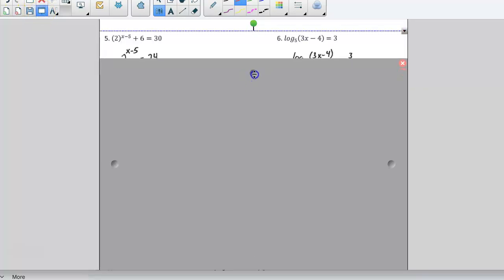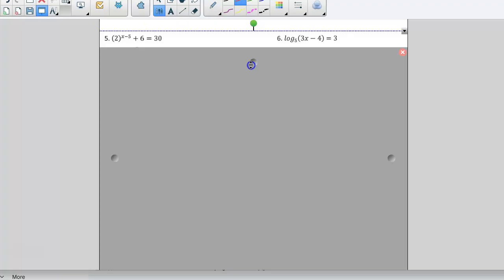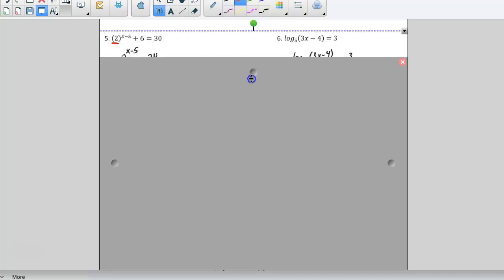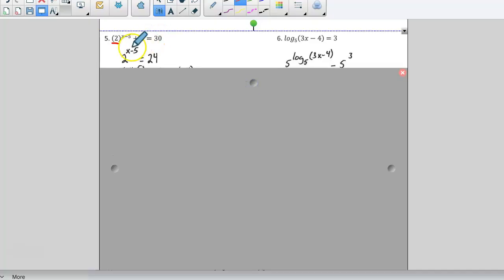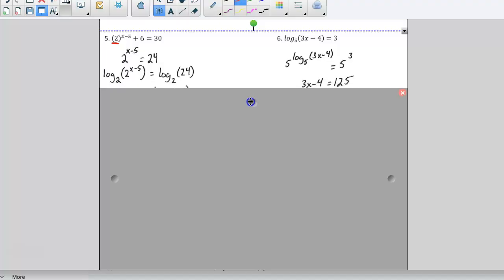Moving on, we have number 5, and it looks like number 5 is an exponent property problem again. So it's the same idea. I get my base by itself, that 2 by itself, and so I start by getting rid of this positive 6 by subtracting it. When we do that, we get x minus 5, and I am going to end up with 24, and I keep on going here.